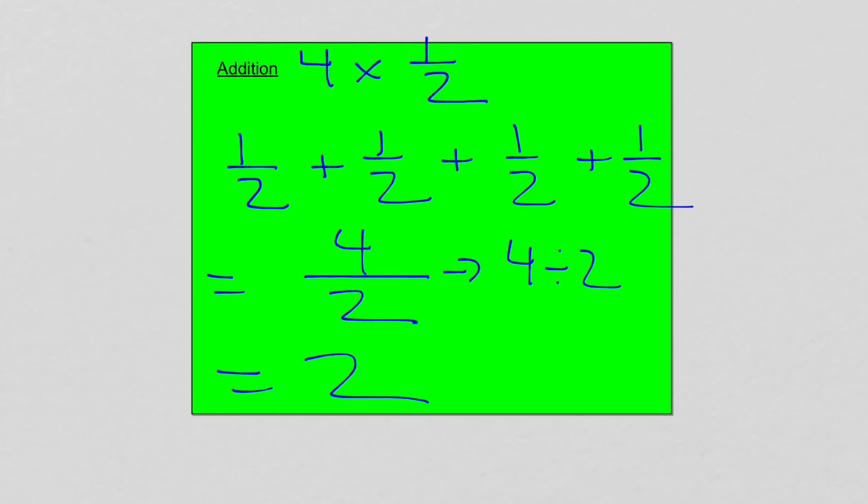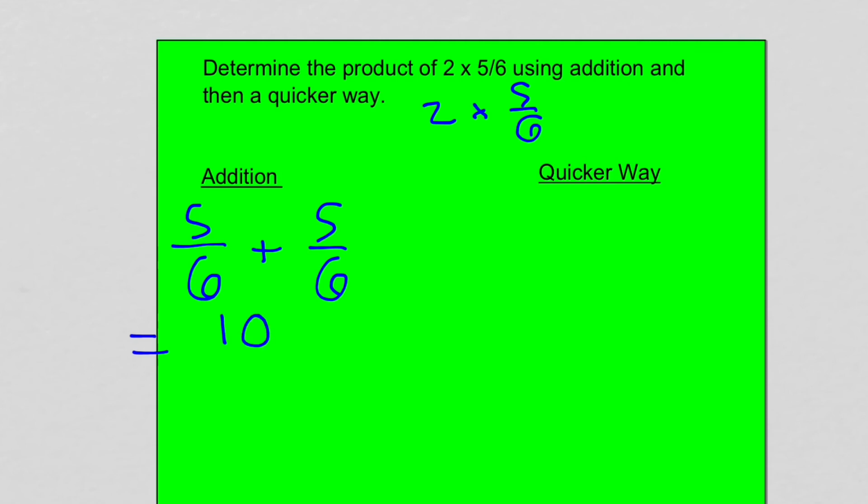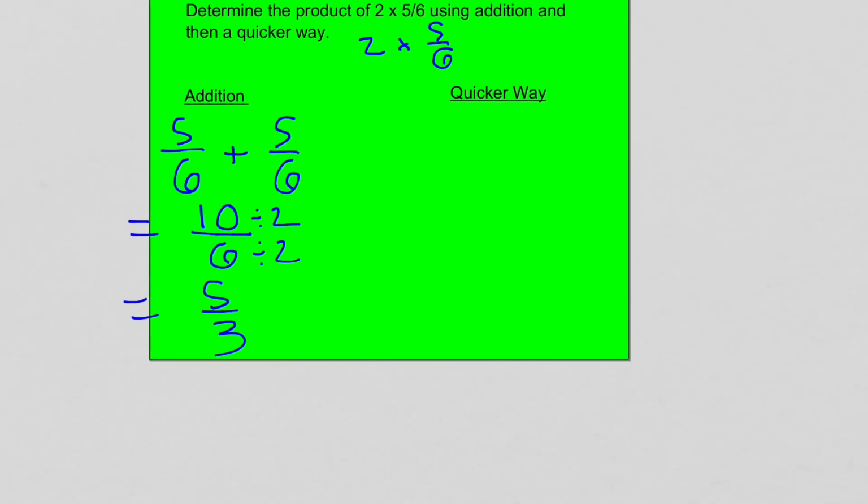Okay, so these were all questions to understand what it looks like when we're multiplying a fraction by a whole number. And then what we want to do next is see if we can lead this into a quicker way. So if I was going to determine the product of 2 times 5/6 using addition, I would say, okay, 2 times 5/6 means 2 groups of 5/6. So that means 5/6 plus 5/6. I have my common denominator, so that means 10/6. Then I might reduce that fraction by dividing by 2, and that equals 5/3. And then I would take that improper fraction and know 3 goes into 5 one time, remainder 2/3.